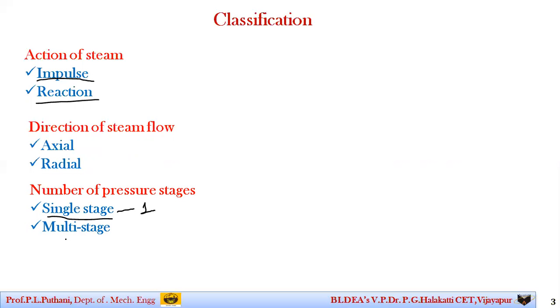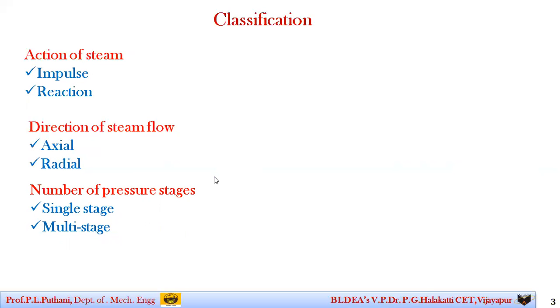Or if the same expansion takes place in more than one set of blades, that is 2, 3, or like this it goes on continuing, then we call them multi-stage turbines. So multi-stage turbines are those where the expansion of steam takes place in more than one stage.